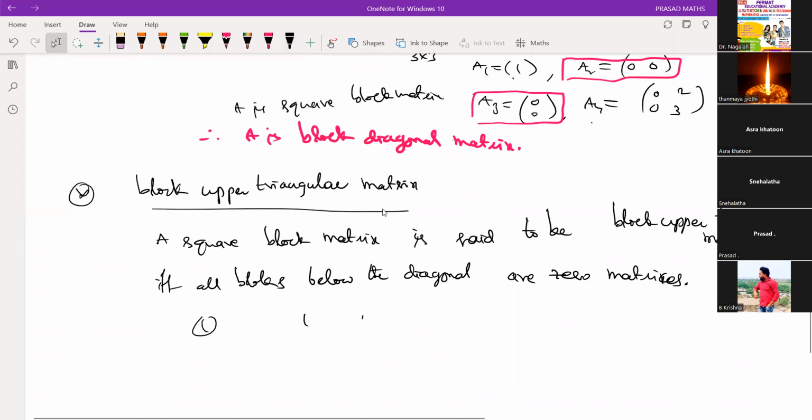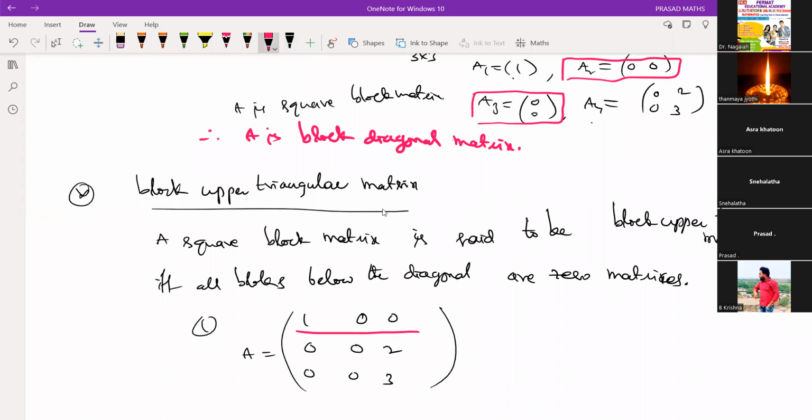Example: you can take the same one, 1, 0, 0, 0, 0, 2, 0, 0, 3. This is my matrix. What are my partitions? My partitions look like this. Is it a square block matrix? Yes, because the matrix itself is square, the number of horizontal lines equals the number of vertical lines, and the diagonal blocks are square matrices. This is a 1 by 1 matrix and this is a 2 by 2 matrix. Therefore it is a square block matrix. Now my question: is it a block upper triangular matrix?